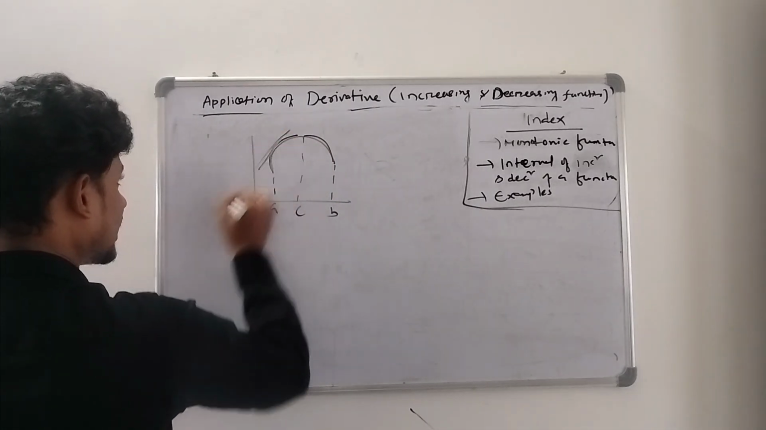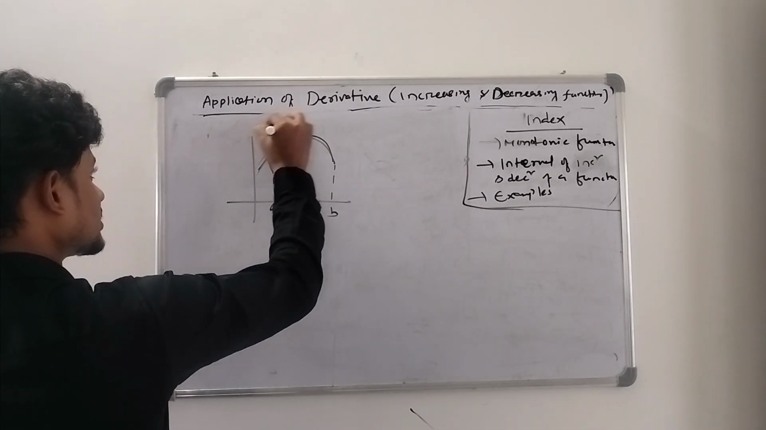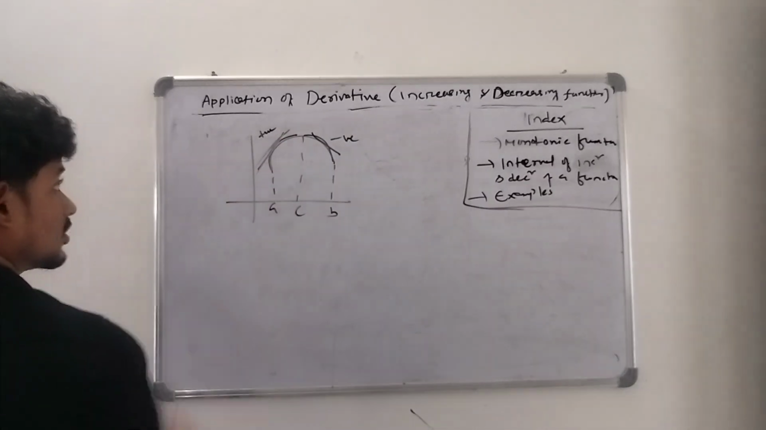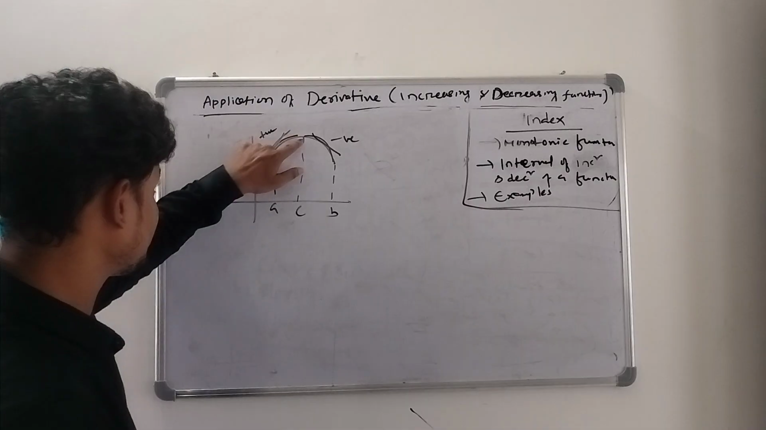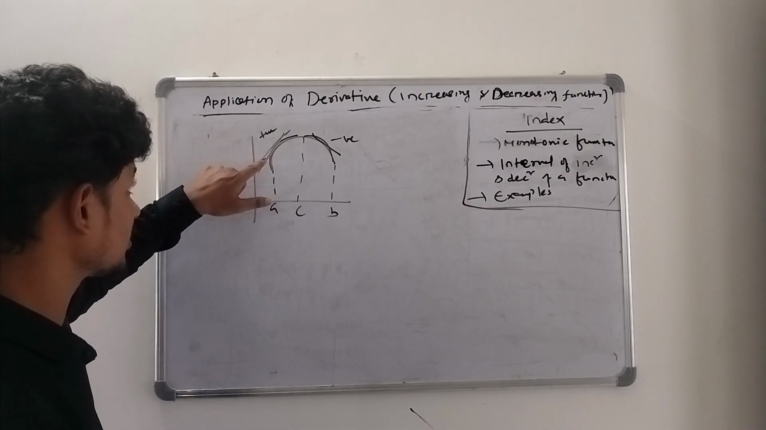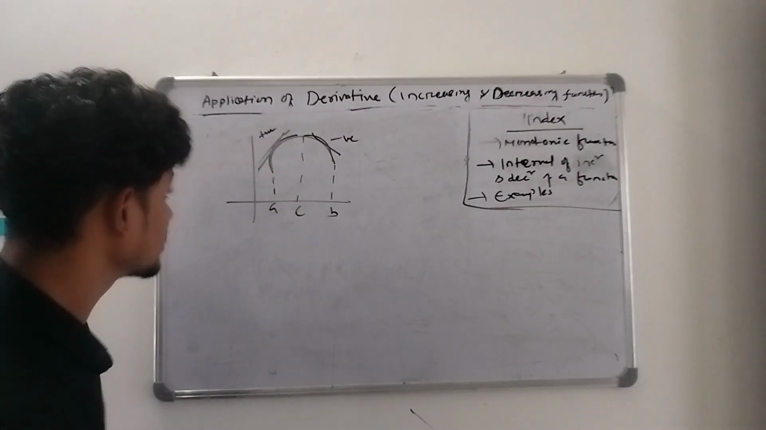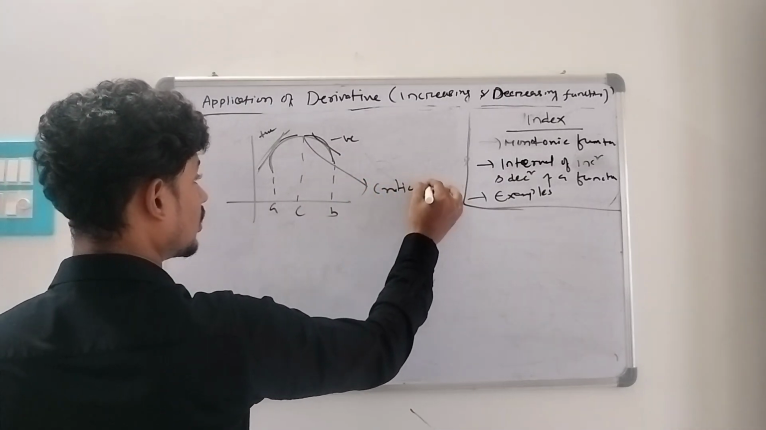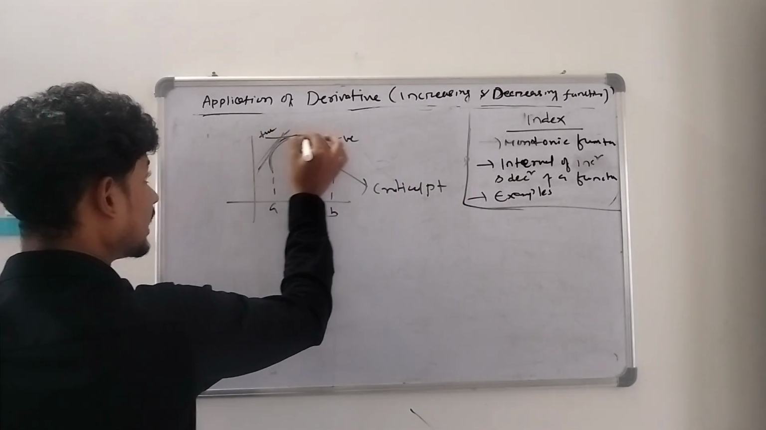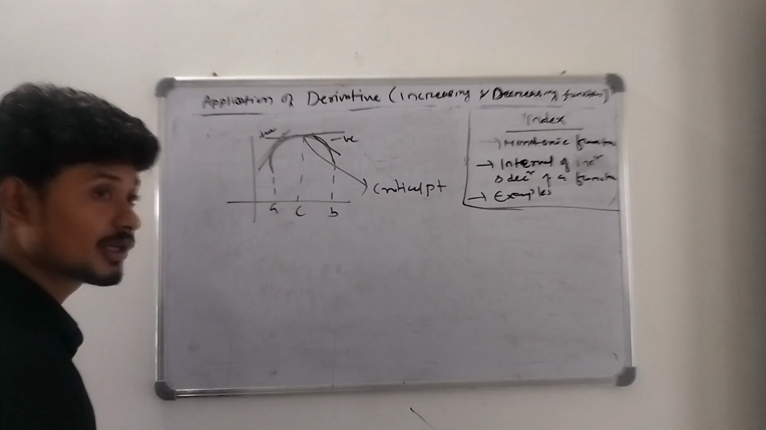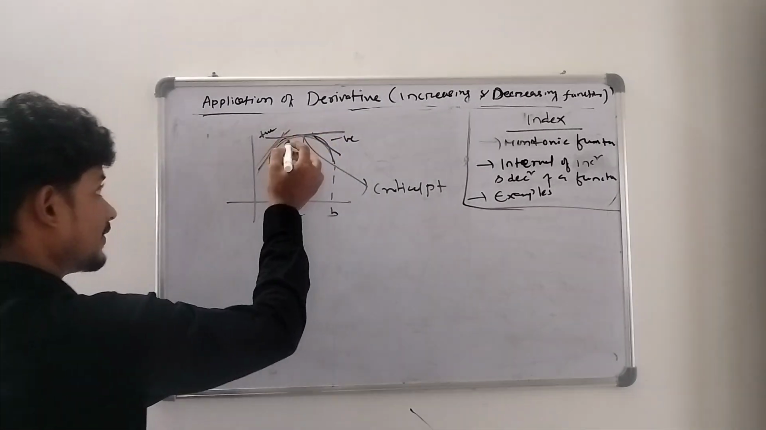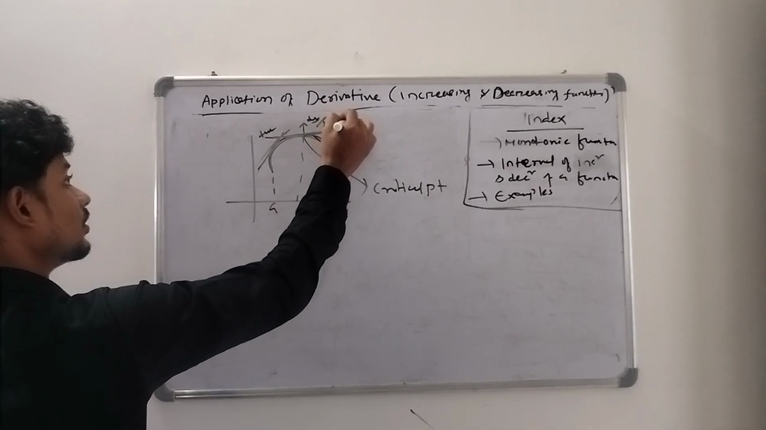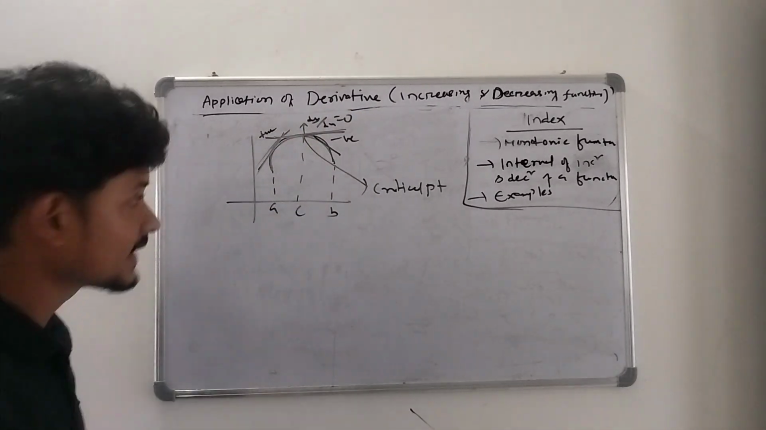That means from A to C the derivative is positive, and from C to B the derivative is negative. So at the point C, the graph changes its nature from increasing to decreasing. This point is called the critical point, where the derivative becomes 0. The derivative vanishes. If I draw a tangent here, then dy by dx is equal to 0 because it is parallel to the x-axis.